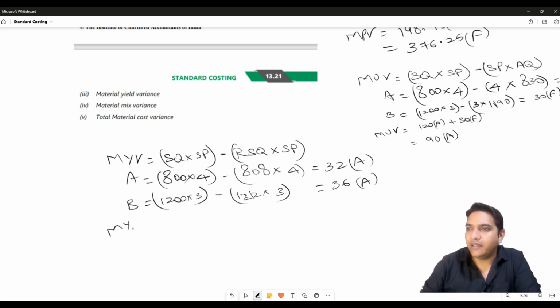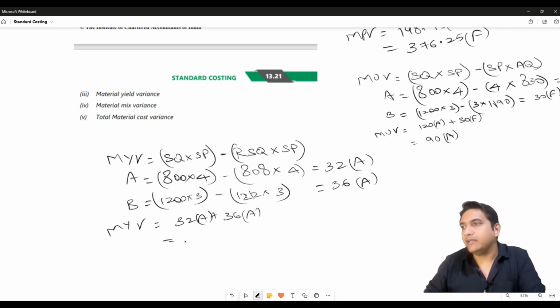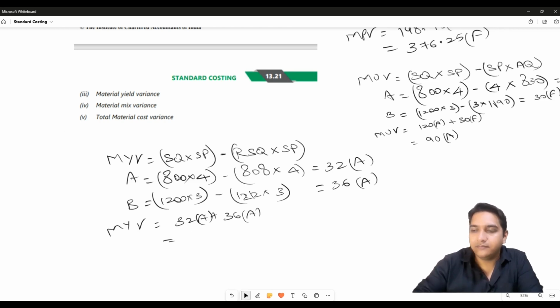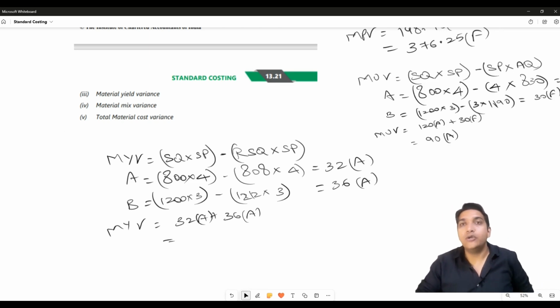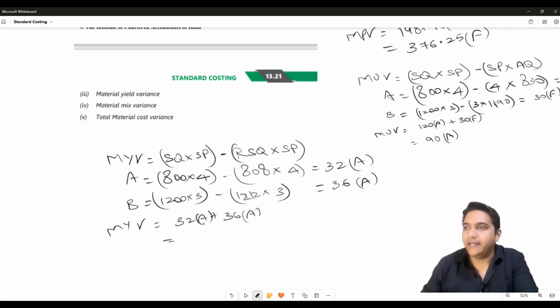So what is my material yield variance in total? 32 adverse plus 36 adverse, which is equal to, always write brackets, do not forget the brackets, 68 adverse.